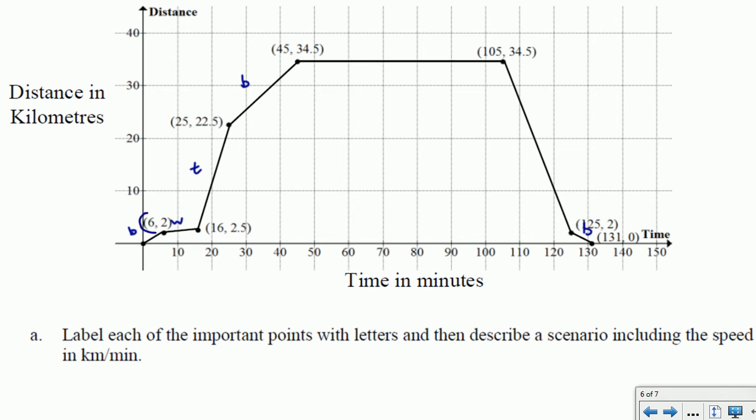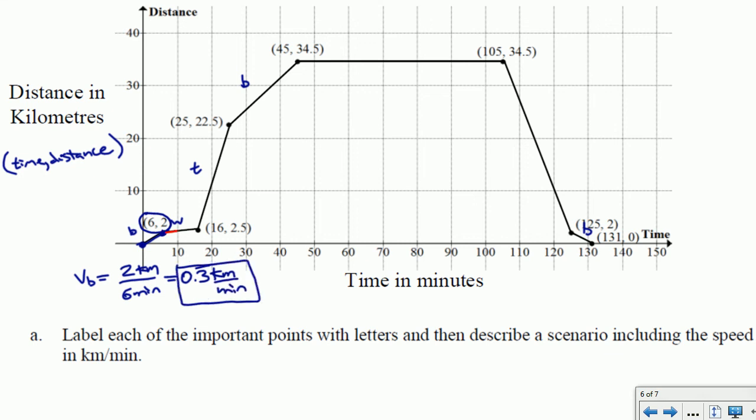Each one of these ordered pairs gives the time first and the distance second. So for this first leg, when he's on a bike, he goes from 0 kilometers at 0 minutes to 2 kilometers in 6 minutes. So his speed on the bike is given as 2 kilometers per 6 minutes. And if we do 2 divided by 6 in our calculator, we get 0.3 repeating kilometers per minute.